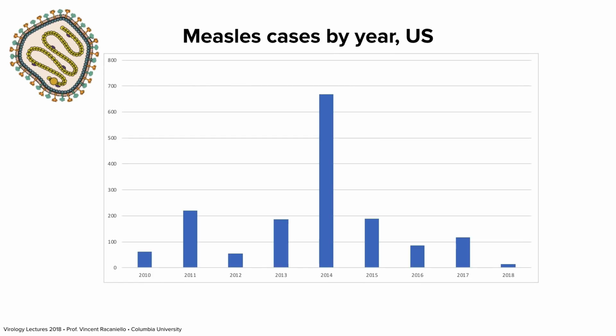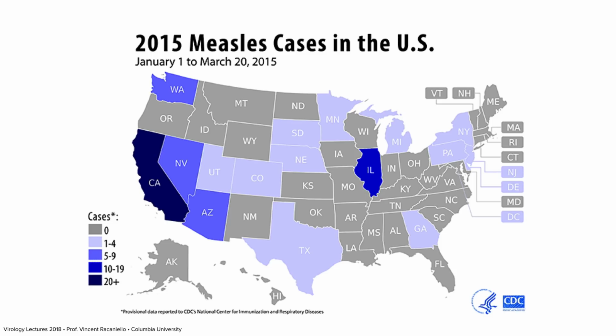Here are the details by year in the US, 2010 to the present. You can see every now and then there are outbreaks of 100 or 200 cases. Big one in 2014, 700 cases. I think this may have been the one associated with Disneyland in California. Lots of parents hadn't immunized their kids. They all congregate at Disneyland. It's a big pool of susceptibles. All you have to do is introduce virus and you get an outbreak.